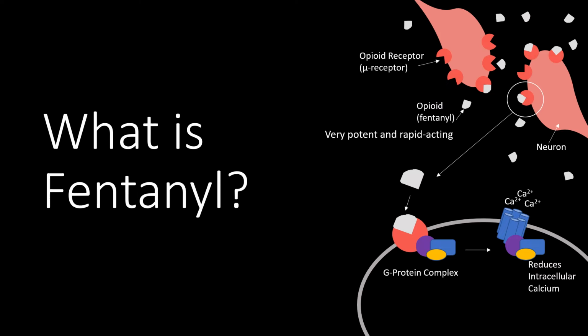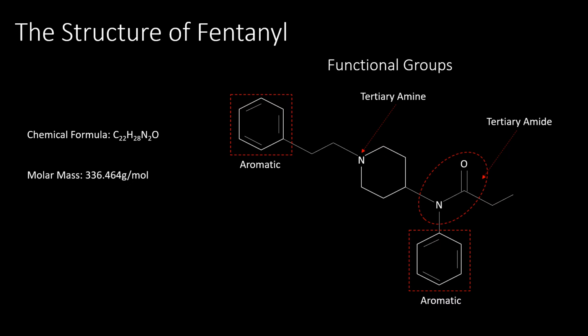Fentanyl works by selectively binding to and activating the mu receptor in the central nervous system, which activates a G protein complex. This results in a reduction of intracellular calcium, which causes reduced neuron function, which is a sensation of pain relief. Fentanyl is a solid at room temperature, in the form of crystals or crystalline powder.